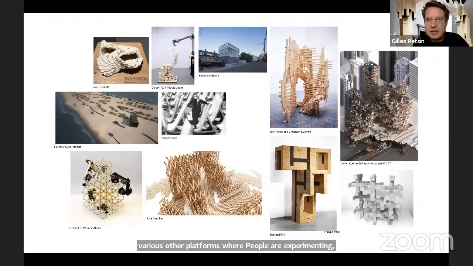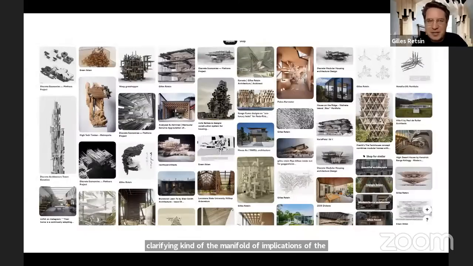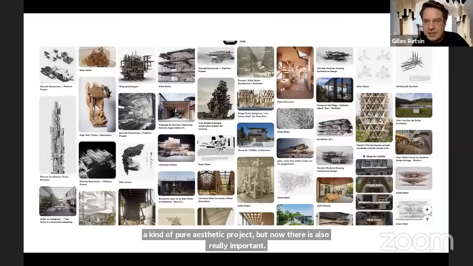But most importantly, I think today what I want to really talk about is clarifying the manifold implications of the discrete, that it's not just a stylistic project where things just look like aggregated elements, or a pure aesthetic project, but that there are also really important political and social aspects to the work, as well as technical aspects. And I think that is really crucial.